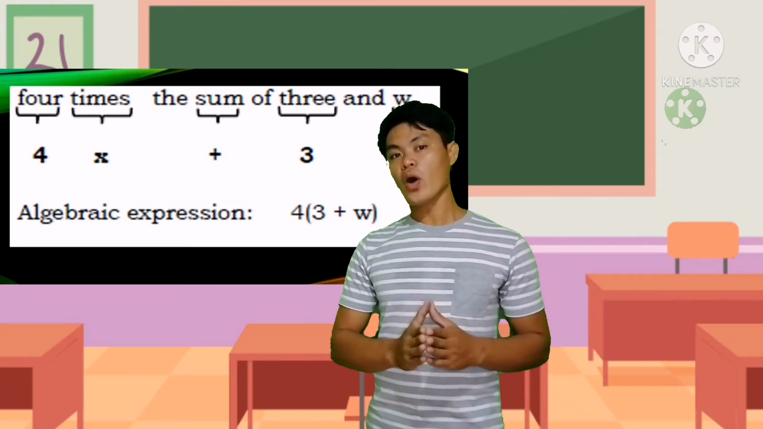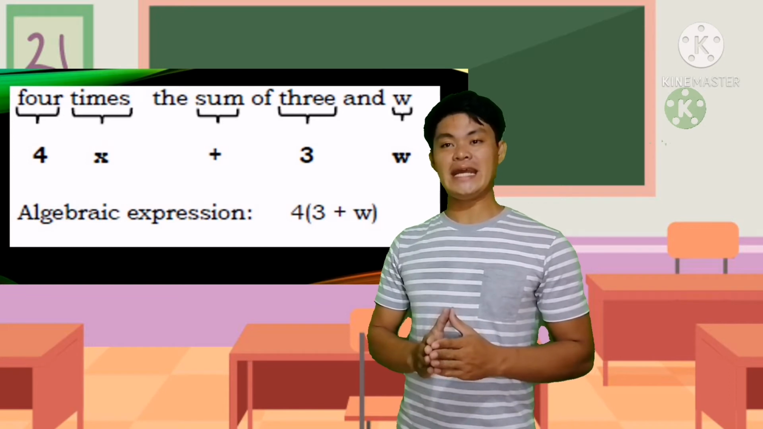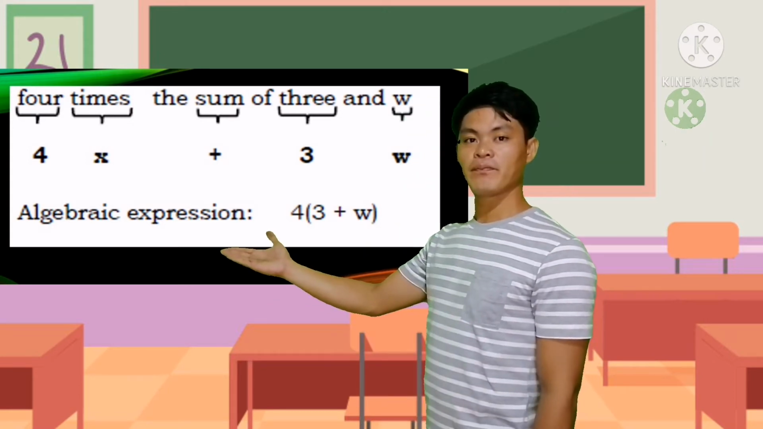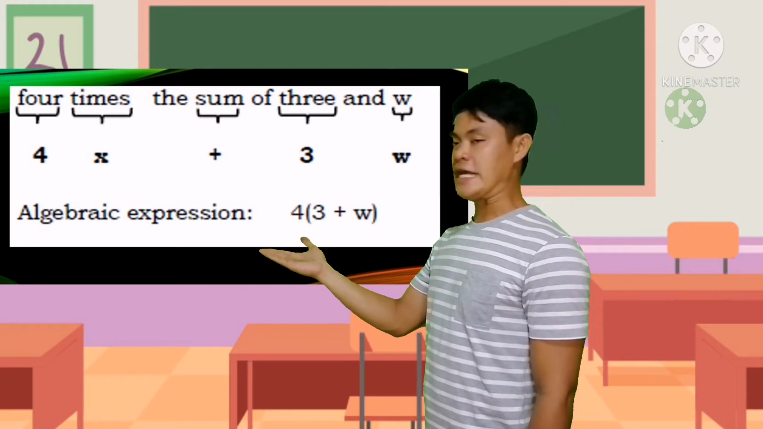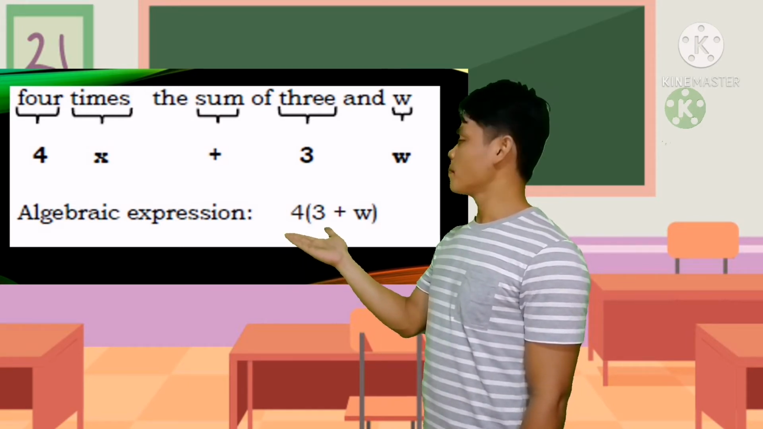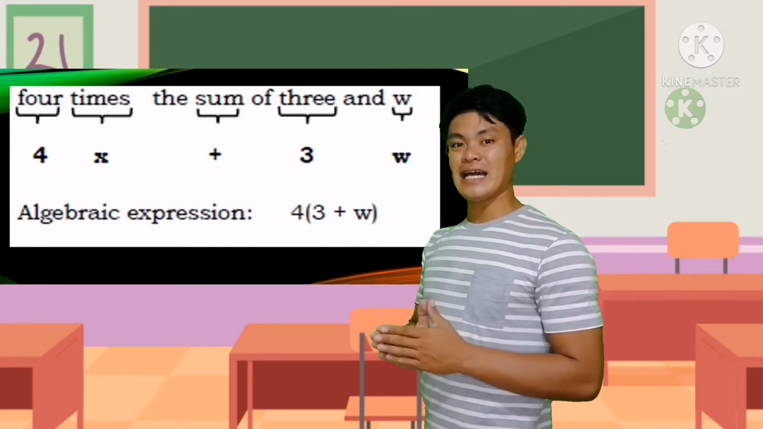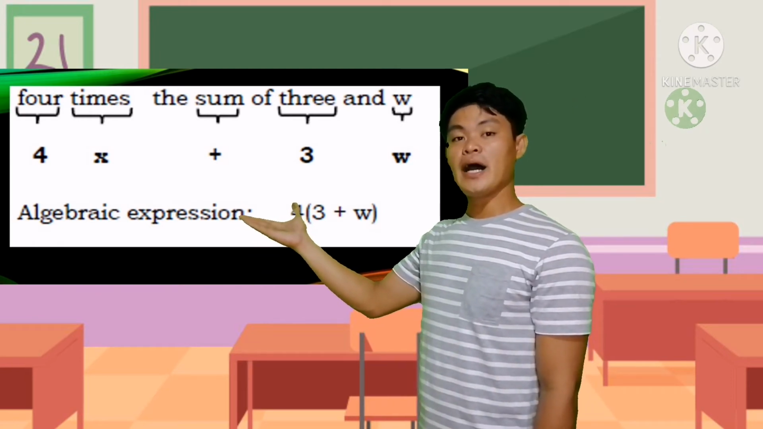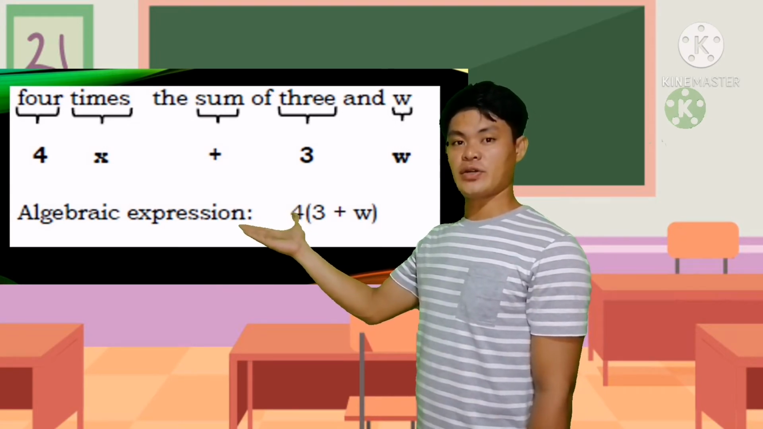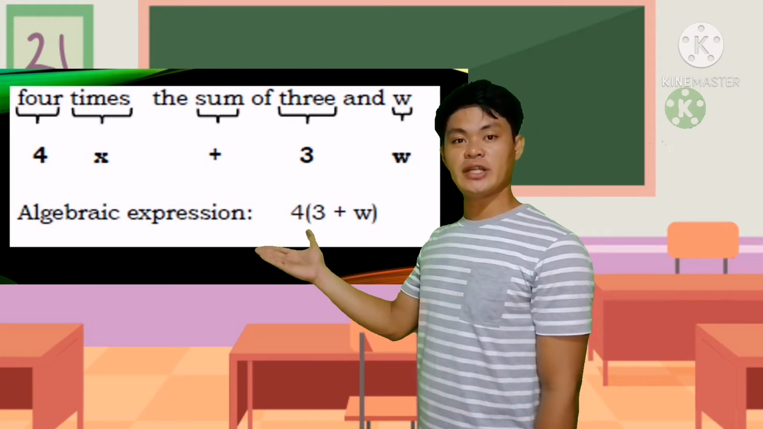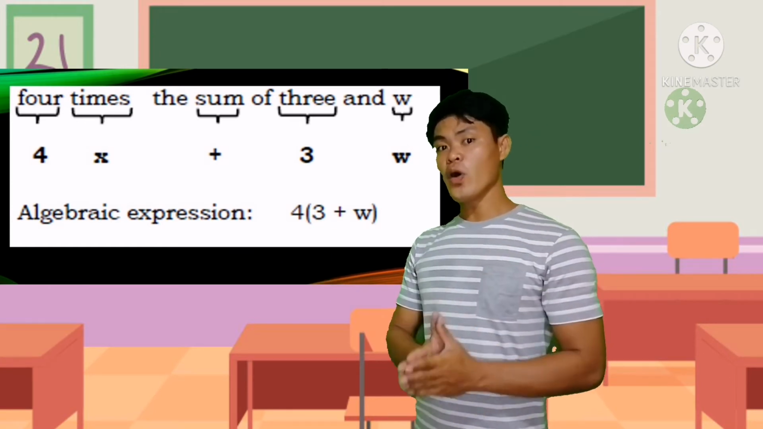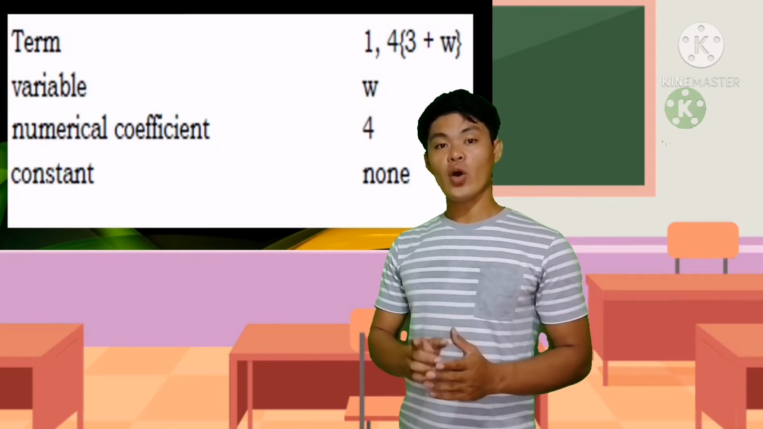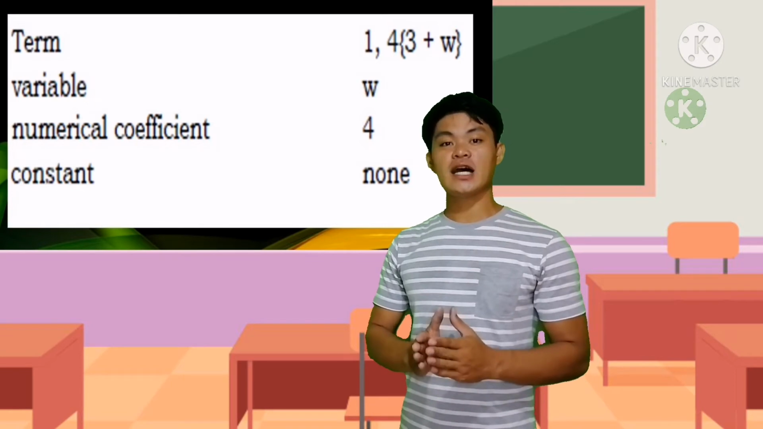Another example, 4 times the sum of 3 and w. And our expression must be 4(3 + w). Now, let us analyze this expression. As you can see, this expression is separated by parentheses, which shows multiplication. In other words, this expression is joined by multiplication. Therefore, the expression has only one term, which is 4 times 3 plus w.